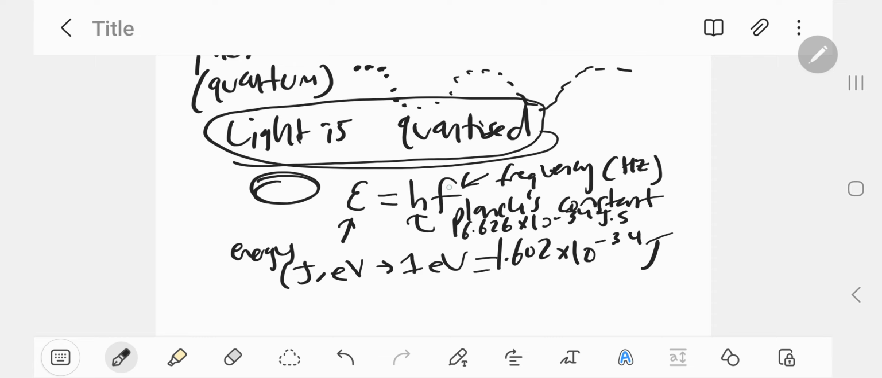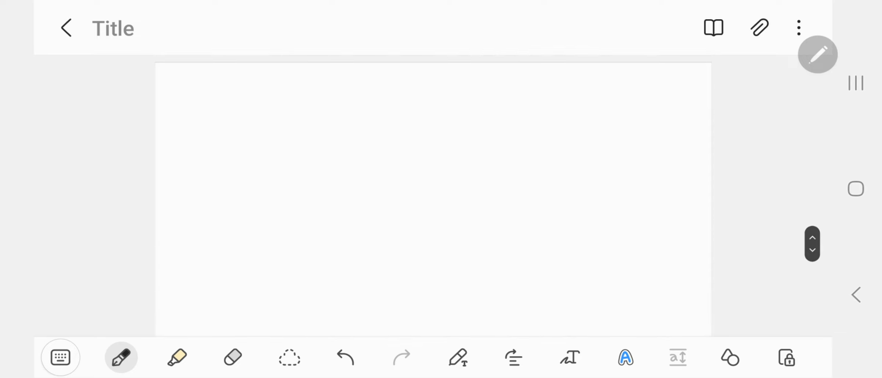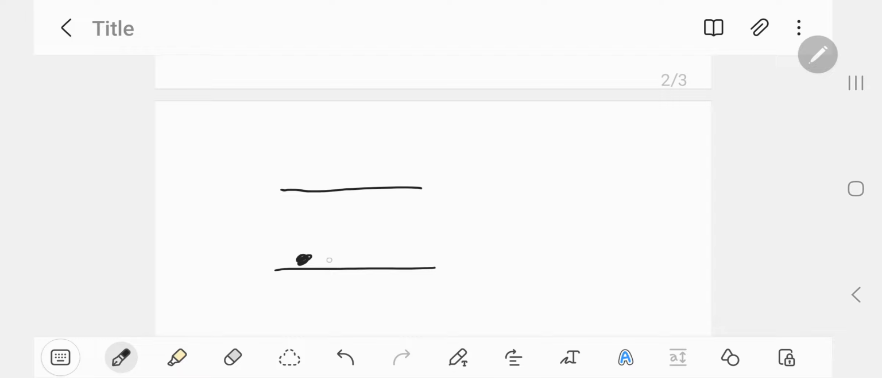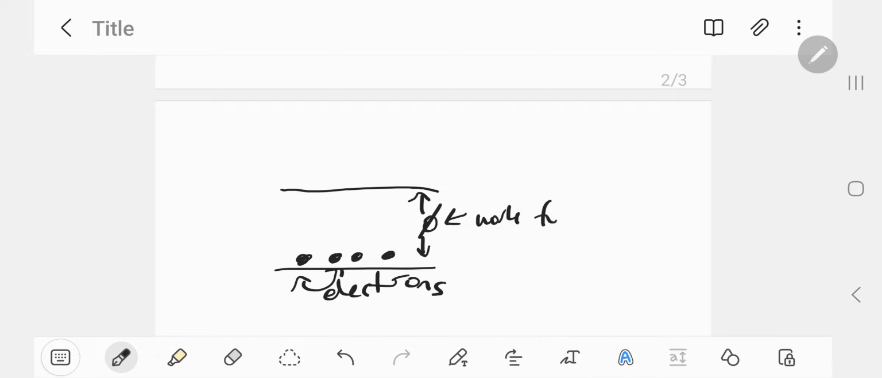So there's billions and billions of these quanta striking a metal surface. Let's take a metal surface here. Let's say there's electrons here. Now it turns out that every metal has a specific property called the work function, phi, the Greek letter phi. The work function tells you how much energy you need to eject an electron from the surface, basically.